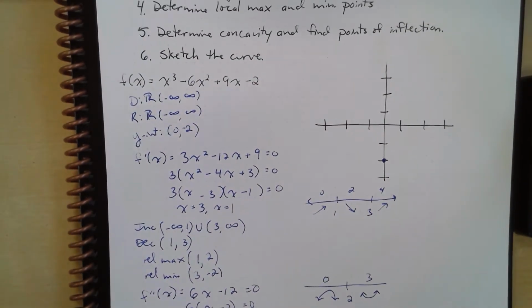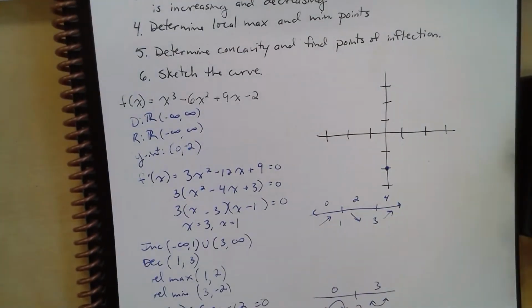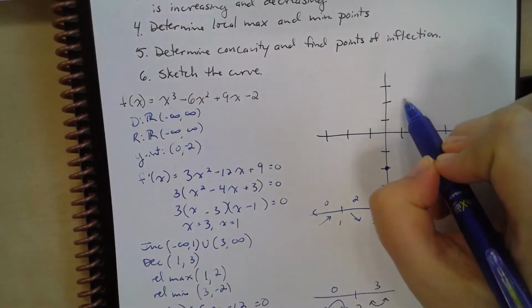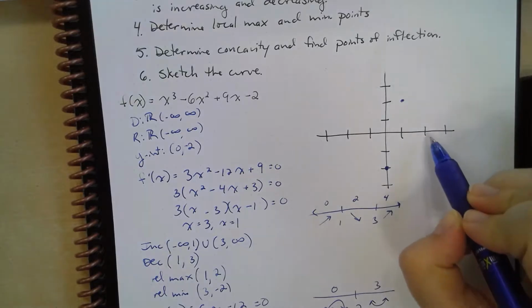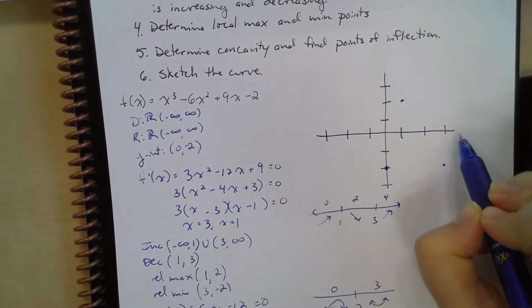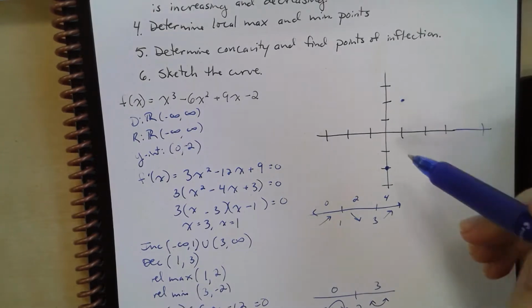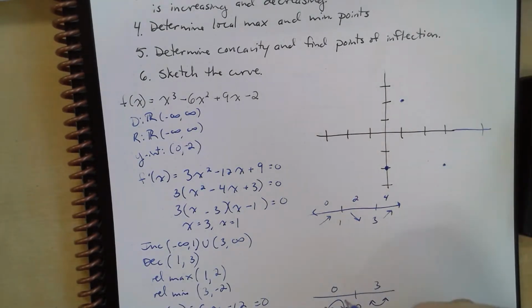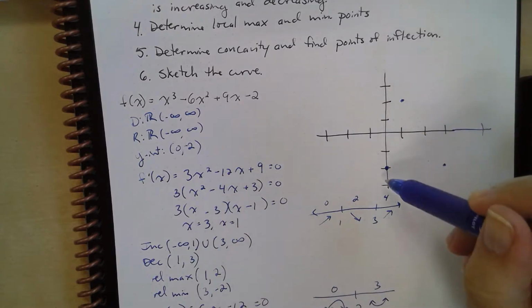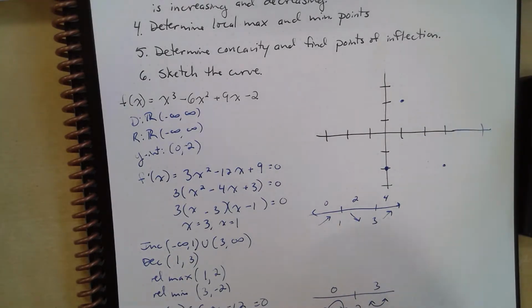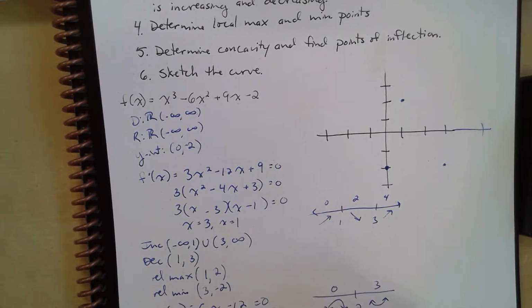So I'm going to put in my relative minimum and my relative maximum. Relative maximum was at 1, 2, and relative minimum was at 3, negative 2. I'm just going to extend that graph there, just so we can see it. And from negative infinity, it looks like we're concave down until 2, right? I didn't write that down, but we have a point of inflection. This is our point of inflection.